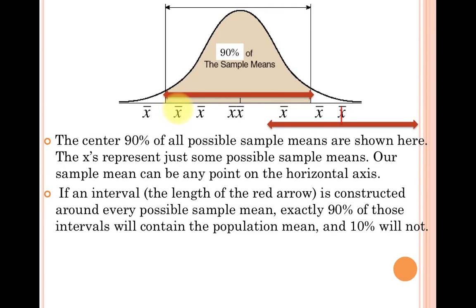So, coming to a conclusion about this, any X bar that falls within the center 90% of the bell curve is going to be okay. And any X bar that falls in the bottom 5% or the top 5% is not going to be okay. And that's why we say exactly 90% of those intervals will contain the population mean and 10% will not.